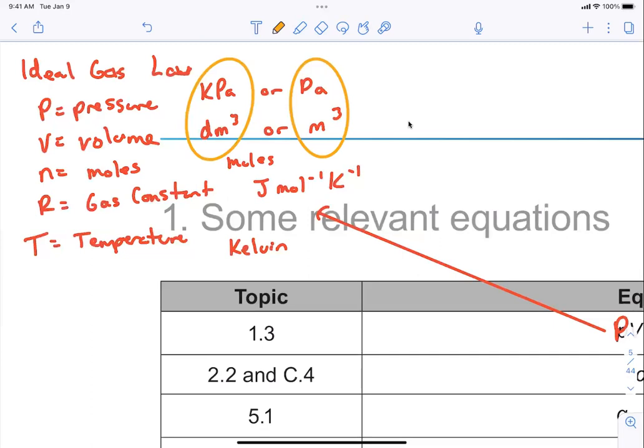So again, not enough to be able to solve a problem with just that equation, but enough for someone that knows a bit about chemistry to figure out based on the equation that's given to you here.